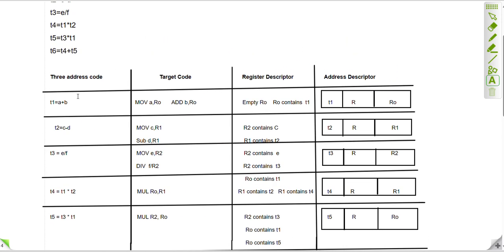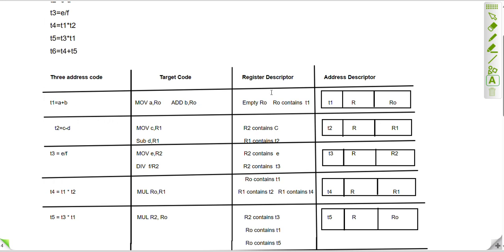The first instruction is T1 = A + B. Now we need to move A into the R0 register, and we'll add B to R0. Initially, as I said, all the registers will be empty. Now as we added B to R0, R0 contains T1. So in the address descriptor, it shows where T1 is present. T1 is present in the R0 register, and the address mode is R. Address modes can be anything: it can be register, main memory, or stack. Here in our case, it is register.